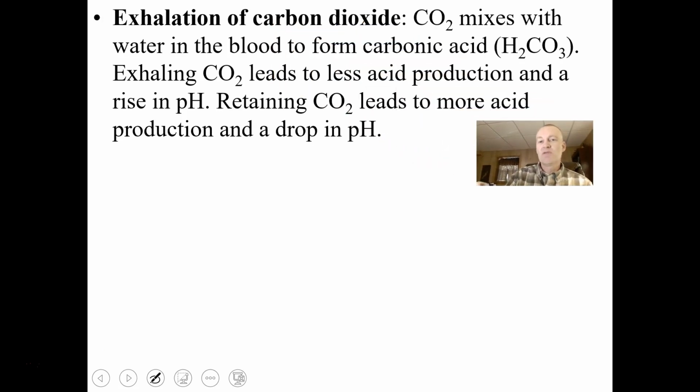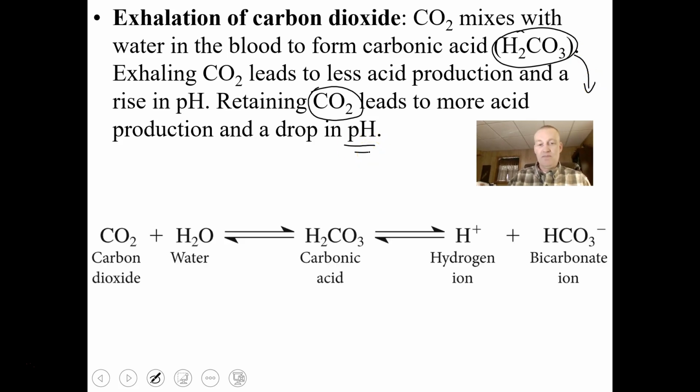Exhalation of carbon dioxide is going to cause less acid production and a rise in blood pH. So if we get rid of carbon dioxide, the carbonic acid can release carbon dioxide, and we'll get a rise in pH. Retaining carbon dioxide, though, leads to more acid production because the carbonic acid that will be formed will release hydrogen ions, and we'll have a drop in pH.